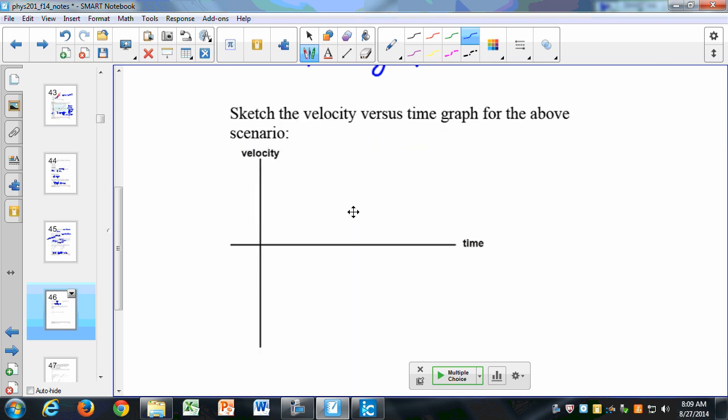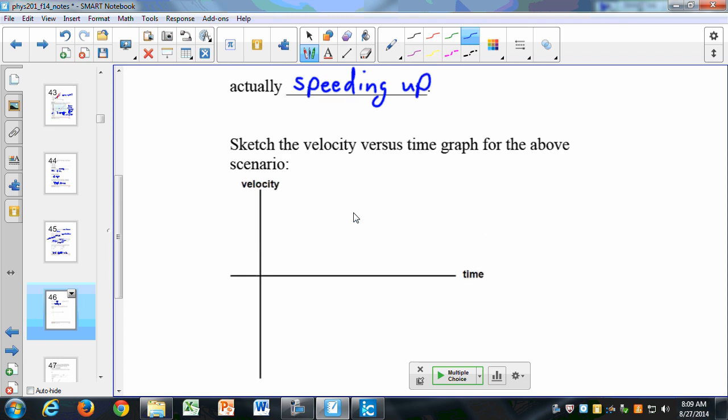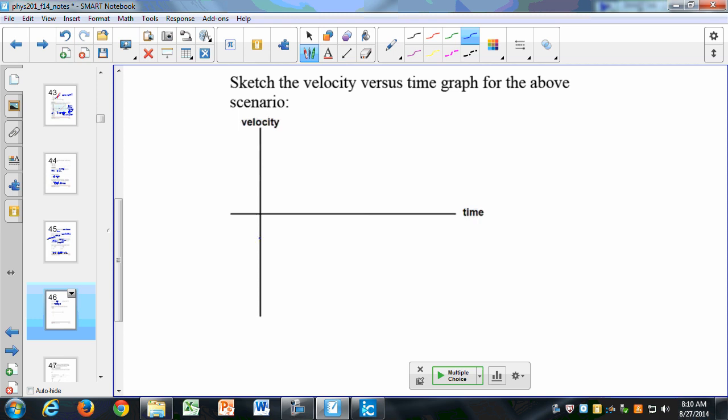Okay, so if we were to sketch the velocity versus time graph for that scenario, it would look like this. I had an initial velocity of -10 meters per second. So right here, we'll call this -10. I'll call this -20. And so if I were to plot this, my velocity versus time graph would look like that.